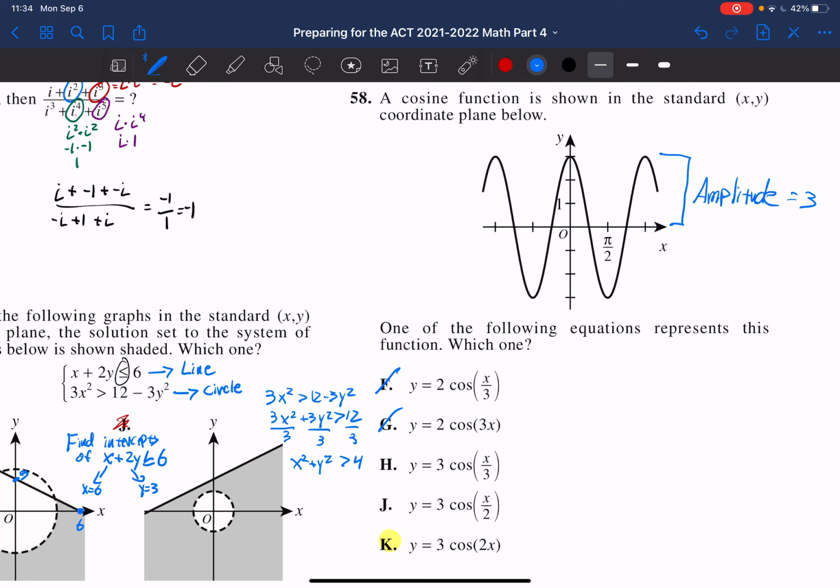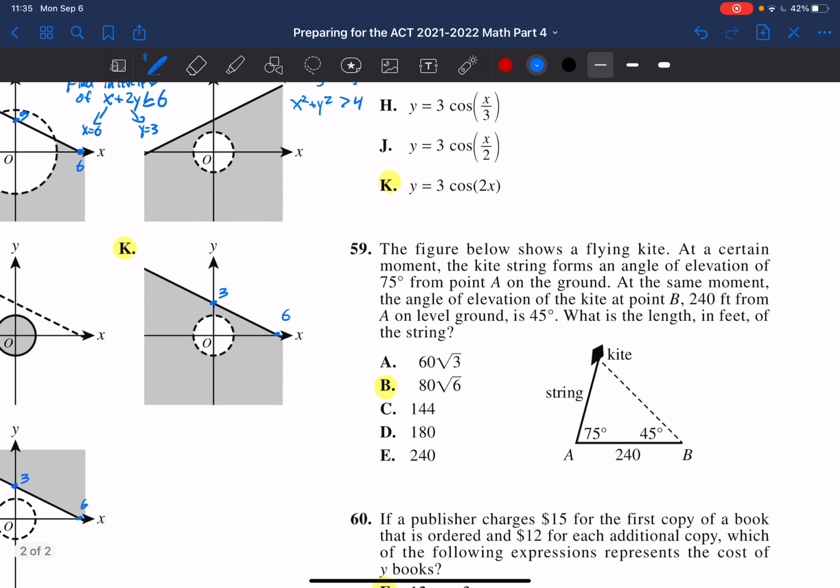So then the question is, what is the period length? How long does it take to go from one point to that same point? And the period is pi. So now we ask ourselves, okay, what is the number inside? Well, it's always 2 pi divided by the period, which gives us 2. So that's why your answer is letter K.